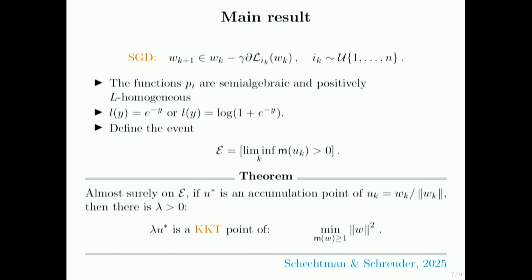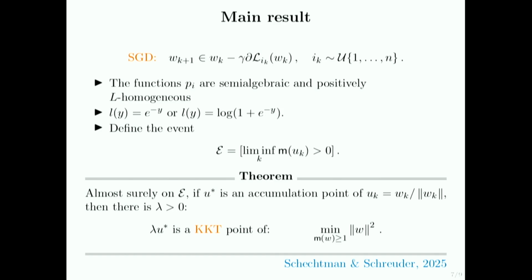And actually, we have more or less the same results. It's almost the same results. Just we have one thing: all of the results are holding conditional on an event. So this is event E. The algorithm is stochastic, so it's a probabilistic event.